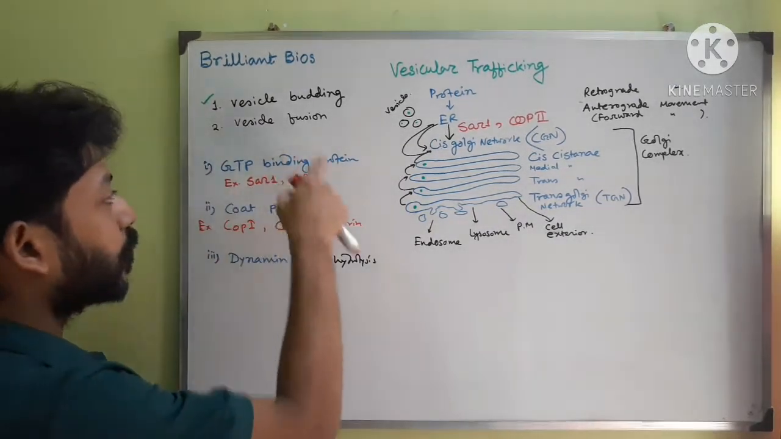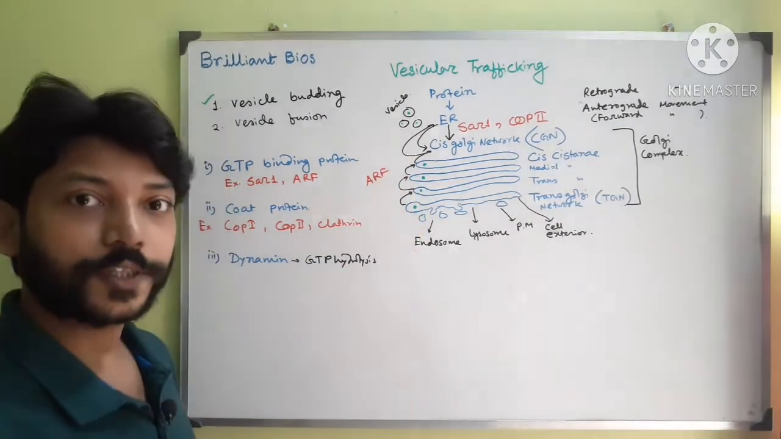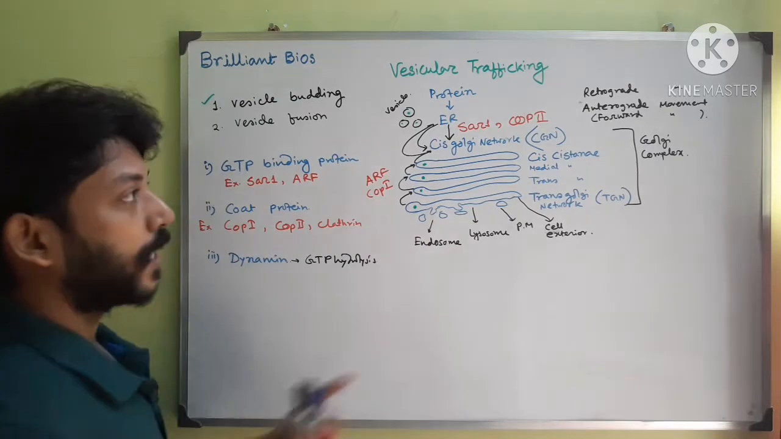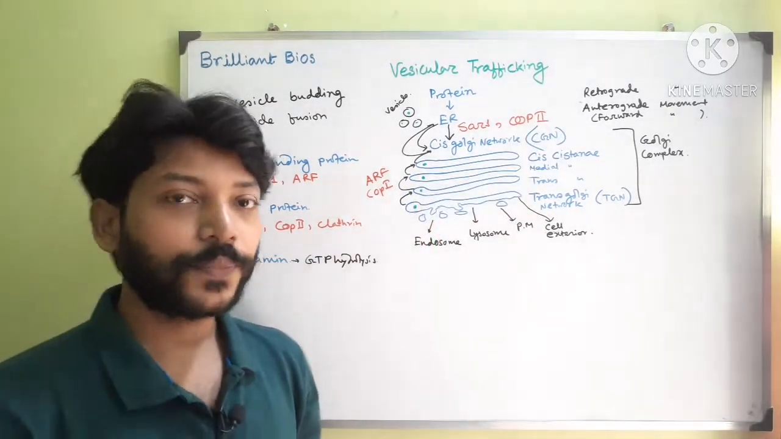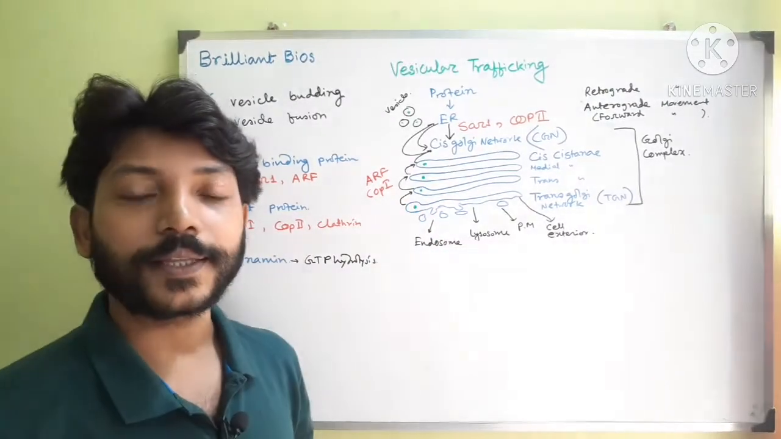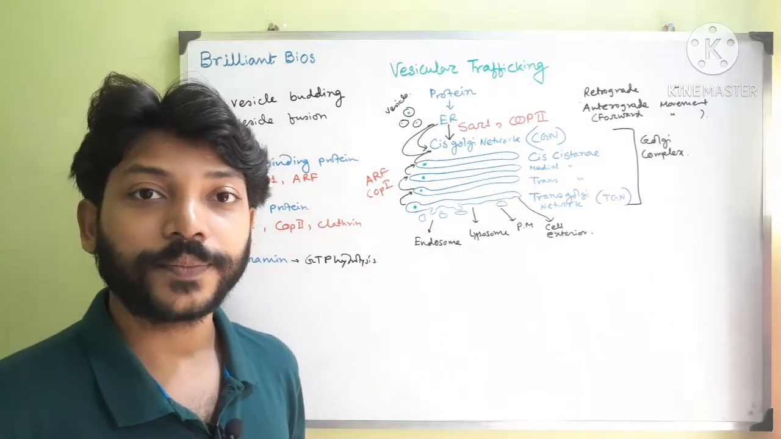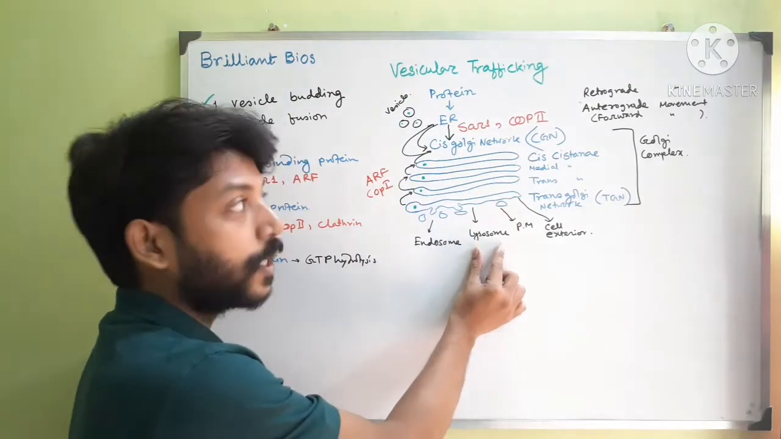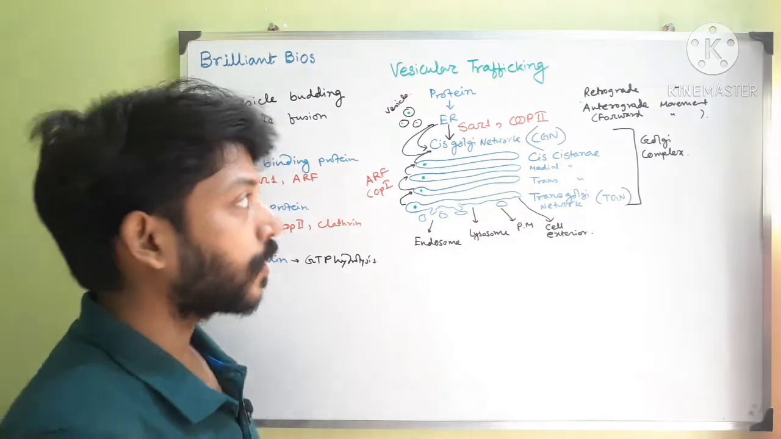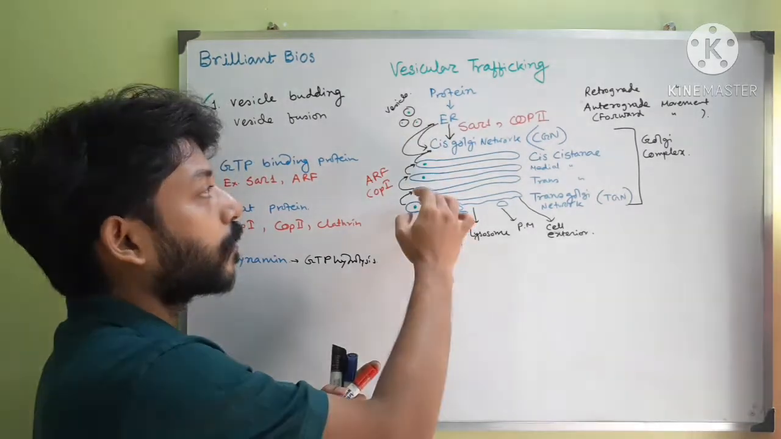In this retrograde movement, which type of GTP binding protein is responsible? ARF GTP binding protein is responsible. And what type of coat protein is responsible? That is COP1. You must remember this. Here COP2, COP1. Now you can ask me, what type of vesicles bud out with the help of COP2? The proteins that are destined for the lysosome. Let's assume some lysosomal enzymes that should be sorted to the lysosome can go through this COP2 anterograde movement. But wrongfully, some endoplasmic reticulum proteins also enter inside the vesicles. So they should be retrieved.